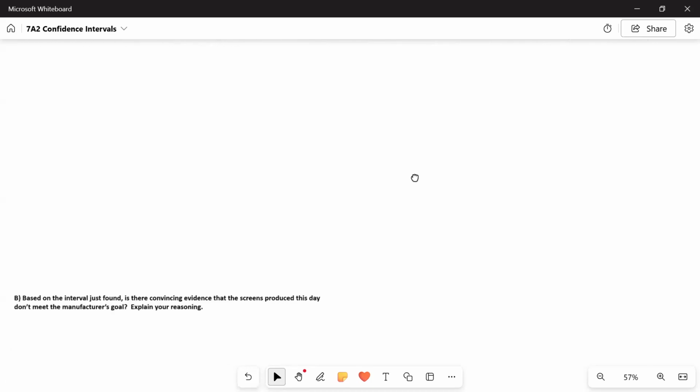So we have a second part to this one. Based on the interval just found, is there convincing evidence that the screens produced this day don't meet the manufacturer's goal? And we have to explain our reasoning. So just putting a yes or no is not going to be sufficient here. Well, because 300 millivolts is within the interval of plausible values for the population mean, based on this confidence interval, we don't have convincing evidence.